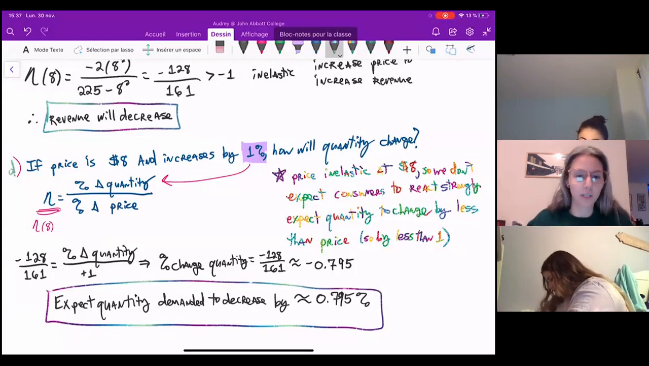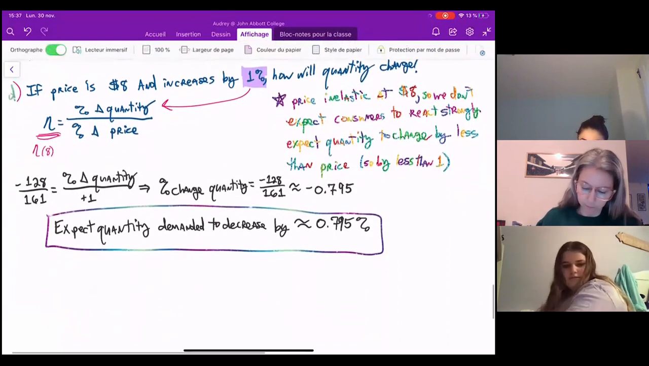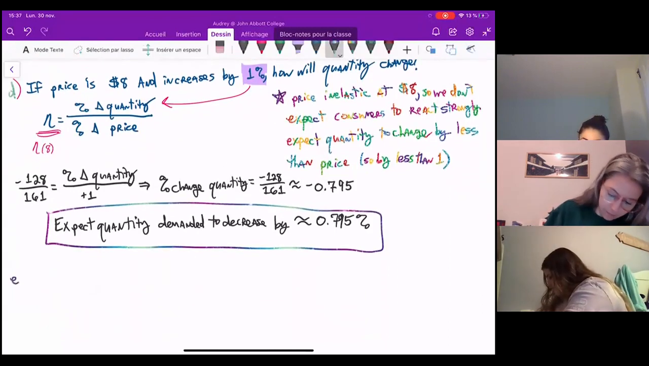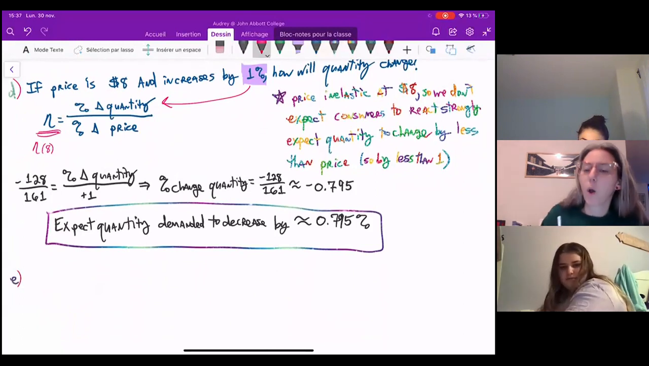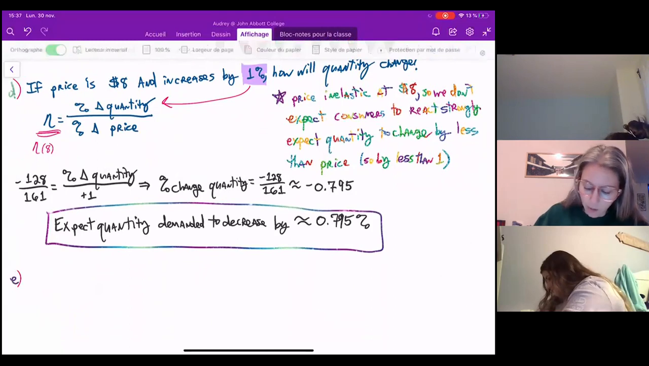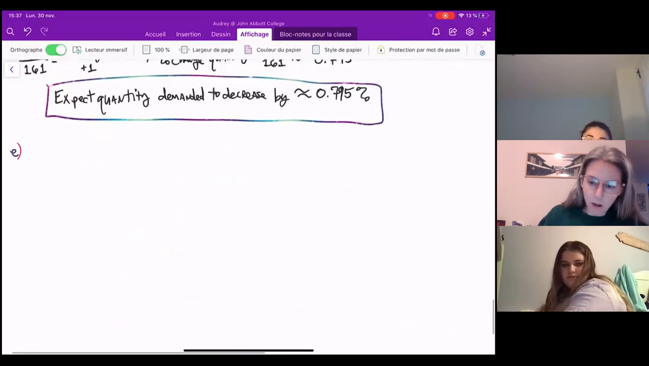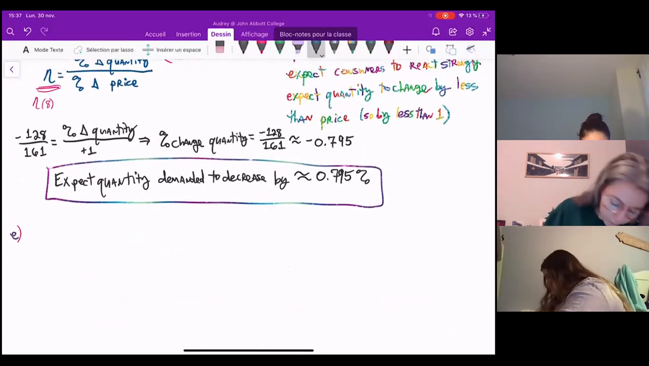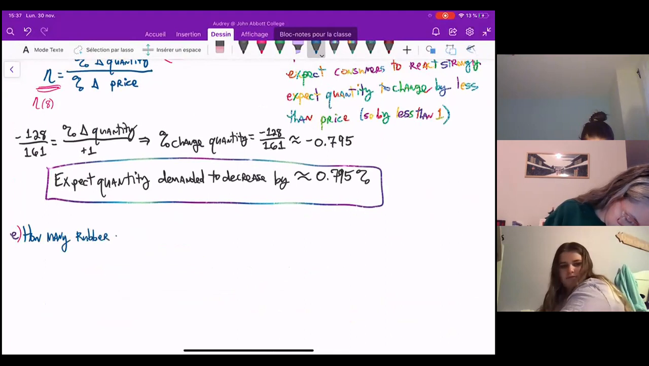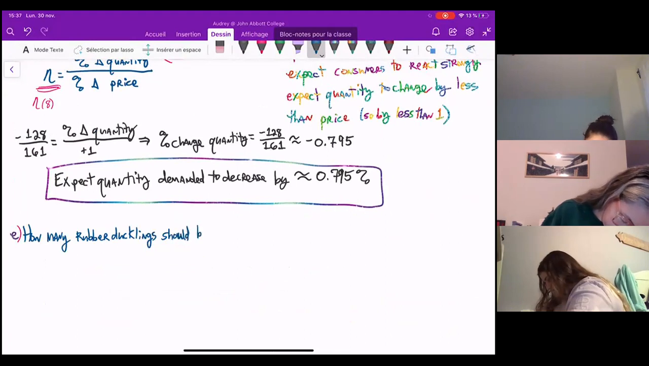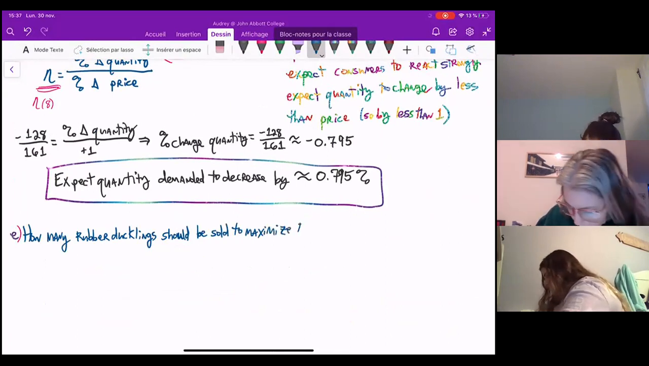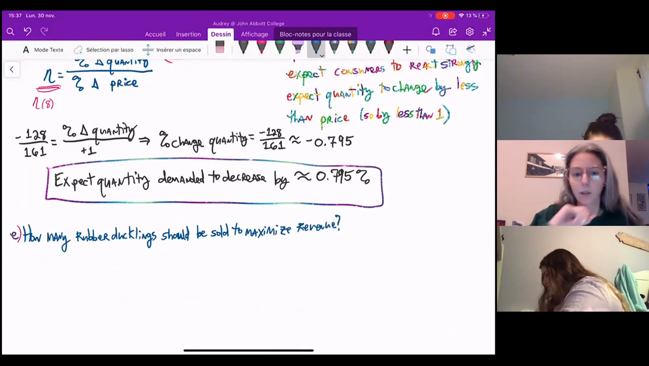So we have one last question to ask about this, and that is, how many units should be sold? What were we selling again? Rubber ducklings. How many rubber ducklings should be sold to maximize revenue? How do we maximize revenue inside of an elasticity question?